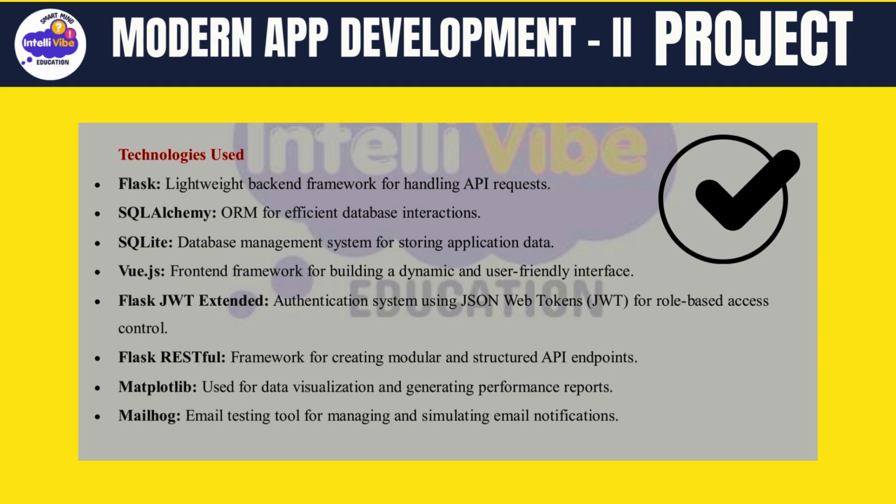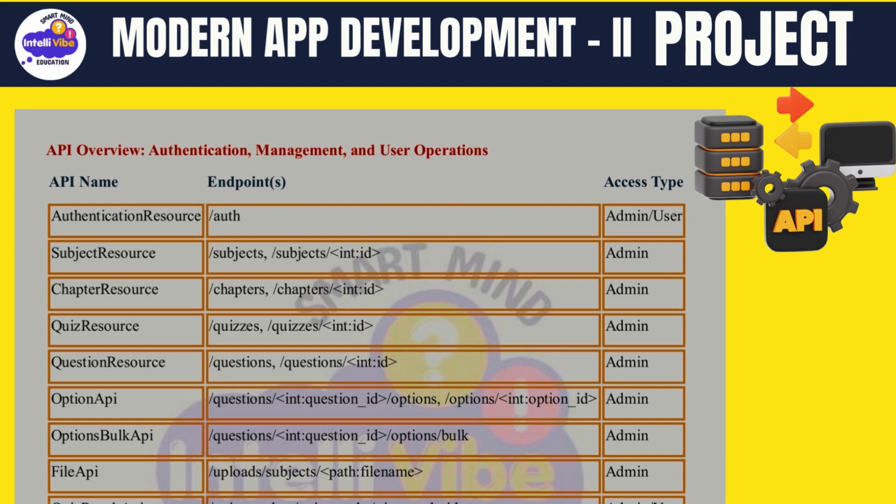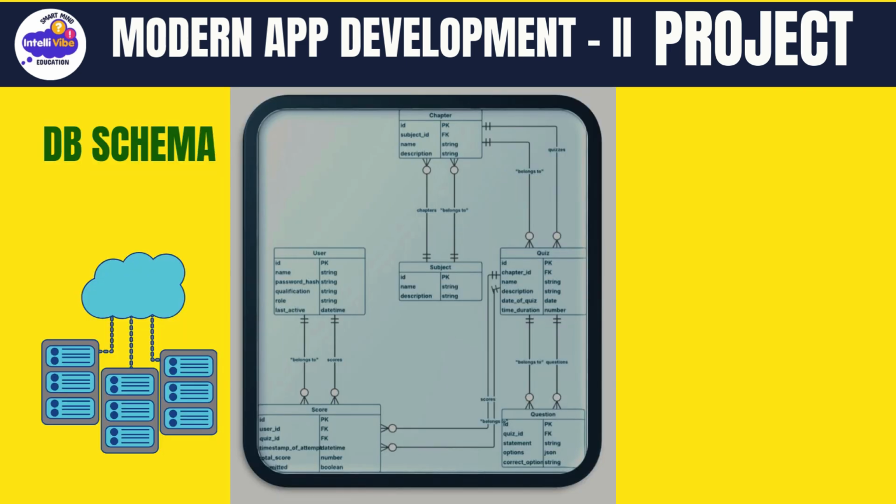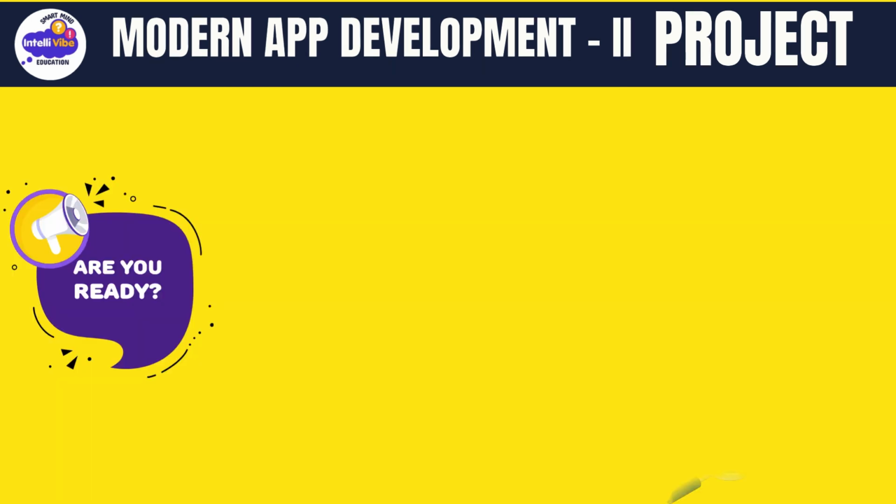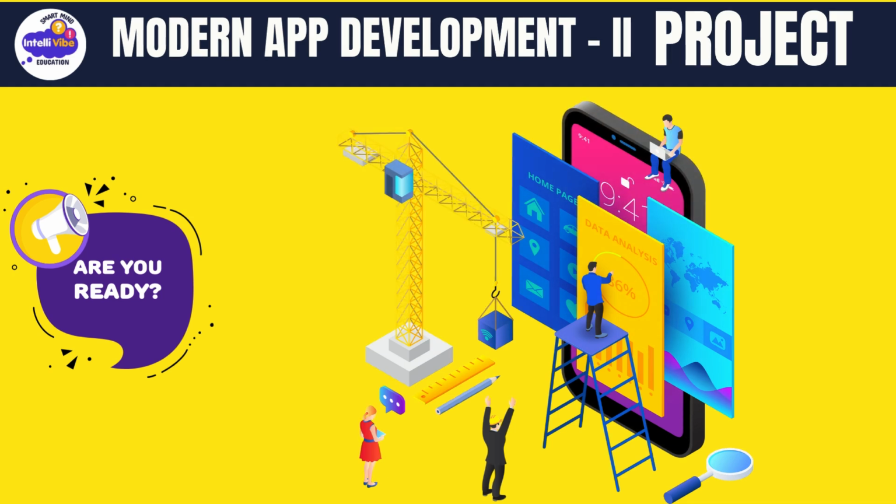The technologies used in this project include Flask for the backend, Vue.js for the frontend, SQLAlchemy for the database management, Flask JWT for authentication, Matplotlib for data visualization, and many more. Now, let us explore the few APIs that I have implemented, which are listed below. And here is my database schema. And now, finally, let us run the application to see it in action.